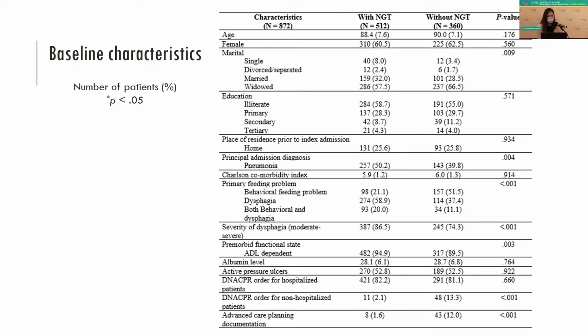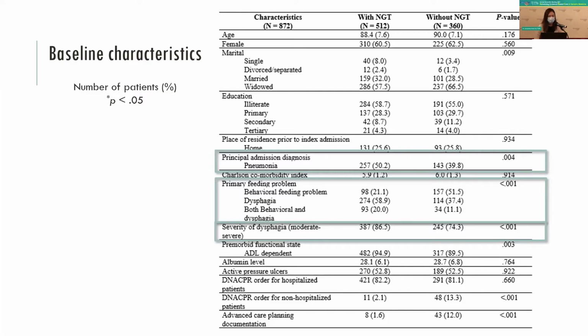There were some significant differences found amongst the patients who had an NG tube inserted and those who didn't. These included that the NG tube group had higher rates of pneumonia on admission. The NG tube group also had a higher prevalence of the feeding problem type being dysphagia, or both behavioral and dysphagia. And the severity of dysphagia was higher in the NG tube group.